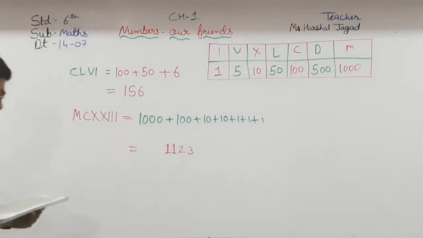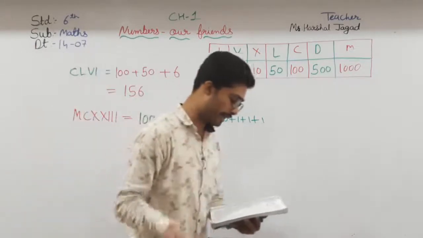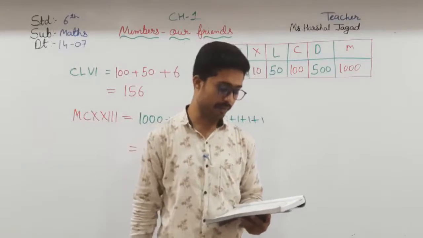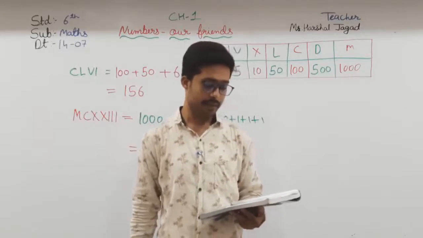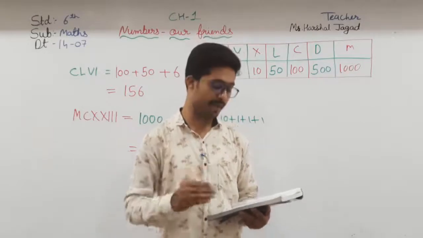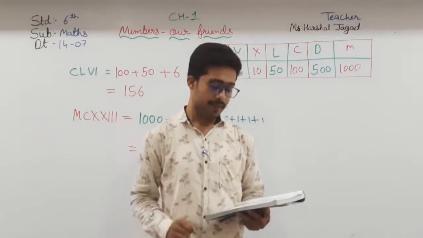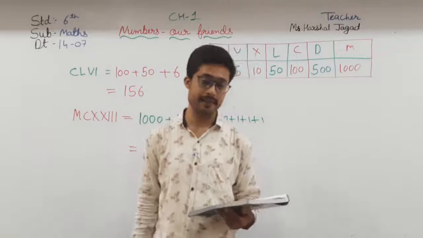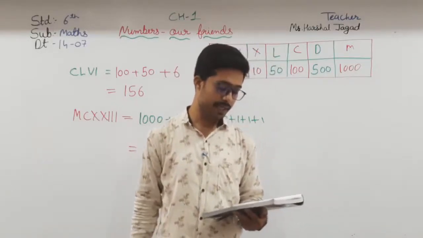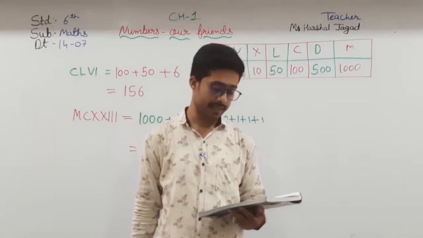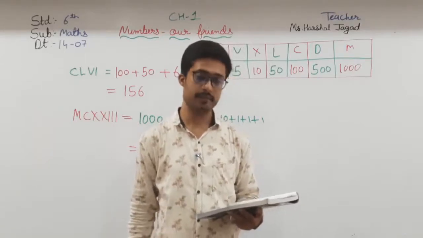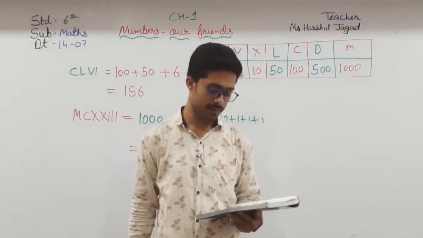Okay friends, if you want to write this, then you can write it down. If the value of the symbol from left to right increases, we subtract the symbol with the lower value from the symbol with the greater value. For example, CM, so 1000 minus 100, that is 900. XC, that is 100 minus 10, 90. Then CMVI, that is 1000 minus 100 plus 5 plus 1, equal to 906.